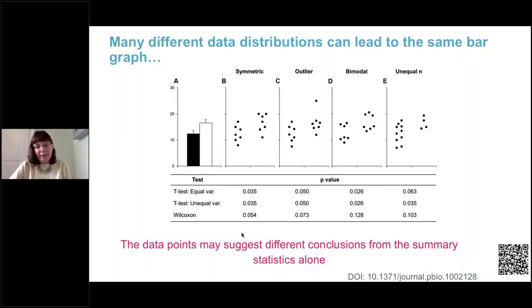And lastly, I've included p-values for a variety of statistical tests below the figure, so we can see that we can't distinguish between these different scenarios based on p-values alone. There is really no substitute for seeing the actual data points.